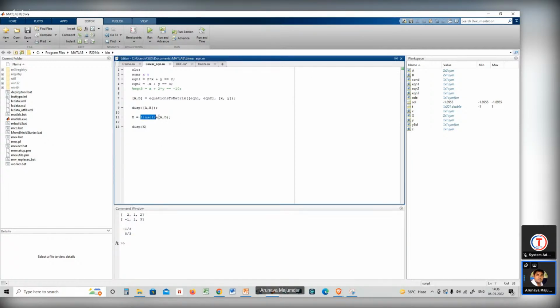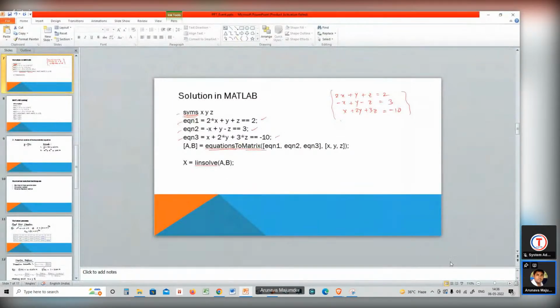So this is a very effective approach, linsolve is an effective command to solve any kind of linear equations. So similarly, you can solve equations with more variables, like 4 variables, 4 equations, 5 variables, 5 equations, and so on. Now let's go to the slide again.